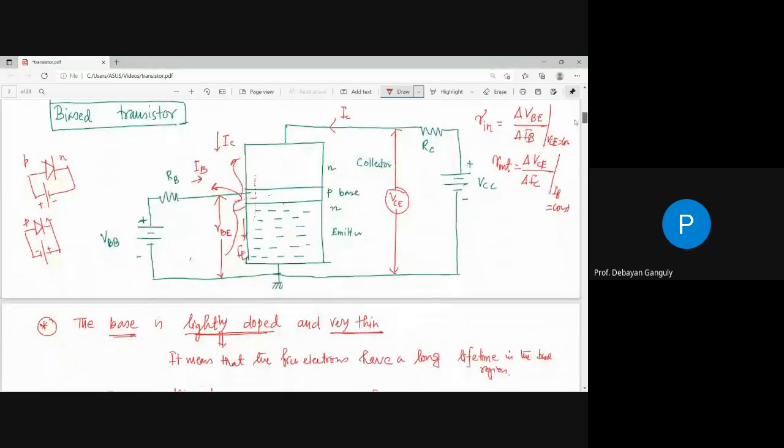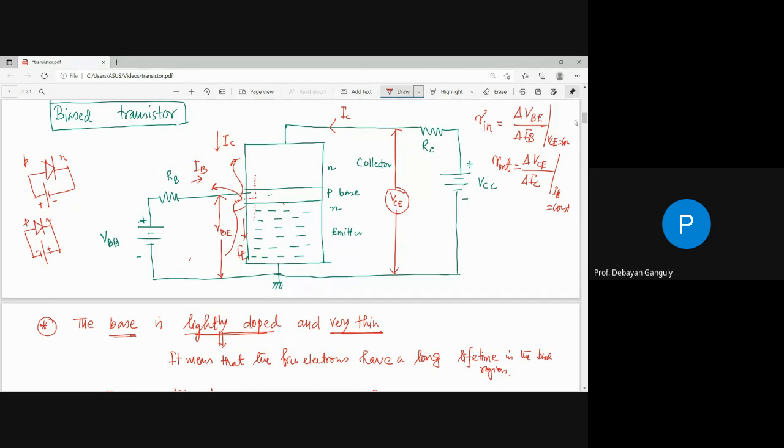You just see, these are the emitter junctions, and the base region is also connected to the emitter, as well as the collector region is also connected to the emitter. That means emitter is common, and this type of configuration is known as common emitter configuration.